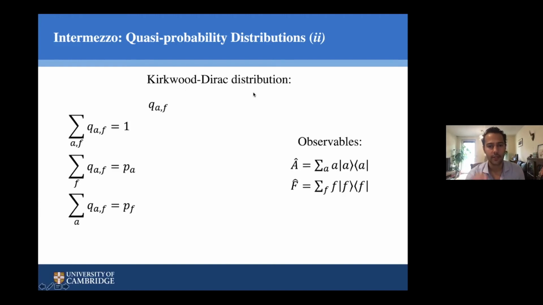It was first discovered by John Kirkwood at MIT in 1933, so just a year after Wigner found his continuous quasi-probability distribution. And it takes this very simple form. It's just the product of these two sandwiches, basically. And you will see that this guy satisfies these properties, but it's not a classical probability distribution because it can take negative or even imaginary values, which of course classical probabilities can't.